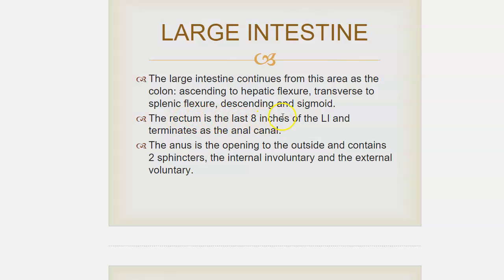And then it terminates into the rectum. The rectum is about 8 inches, and then you have a small little area where it has the two sphincter muscles, the anal canal. So those two sphincters, the internal is involuntary, the external is voluntary. You can't control the internal, you can control the external. And when we do potty training with children, that's what we're training them to do.